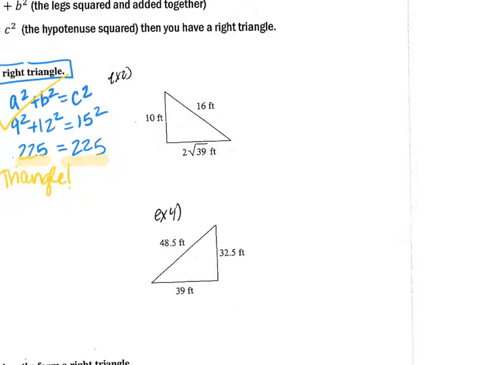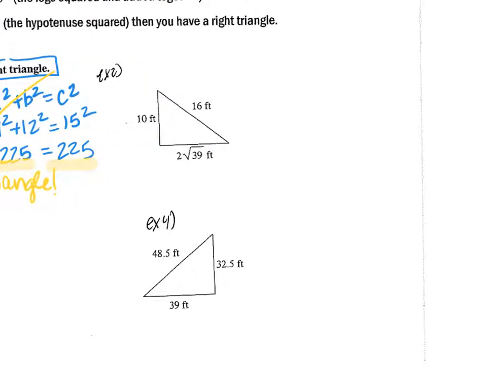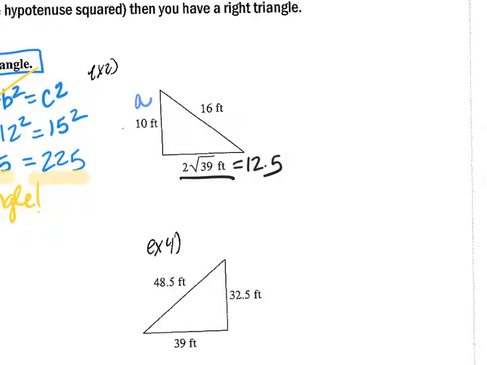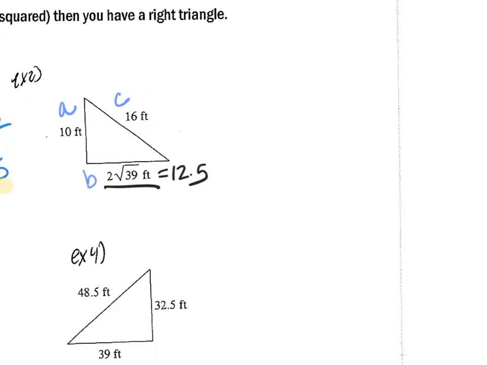So example 2, first of all, we got a situation here. I don't like that. Just type it in your calculator exactly like you see it to get that actual measurement, whatever it is. So the square root of 39 is like 12.5, okay, because that's ugly. And then let's label them. So we've got A, B on the bottom, C over here. And then let's test it. So A squared plus B squared, we want it to equal whatever C squared is.